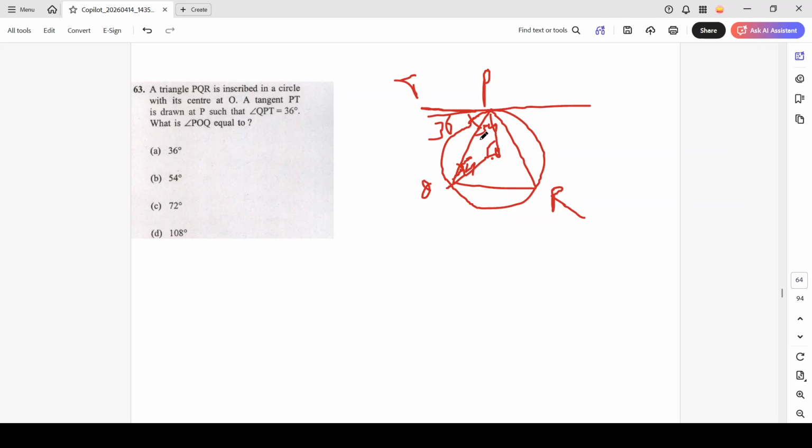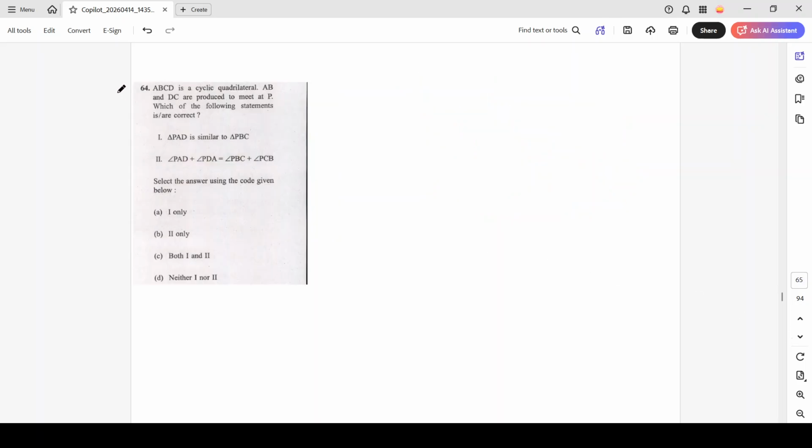And by using the sum of all angles of a triangle is 180 degrees, we know that 108 plus this POQ is equal to 180 degrees. That means POQ will be 72 degrees, by the angle sum property of a triangle. So the answer will be C. Now move on to the next question.